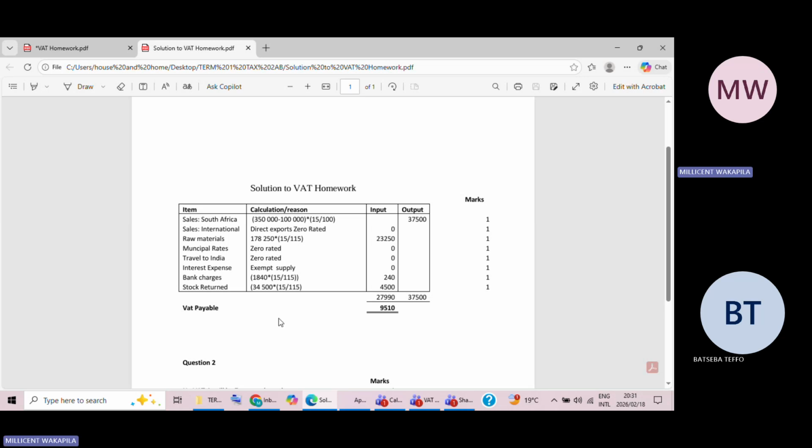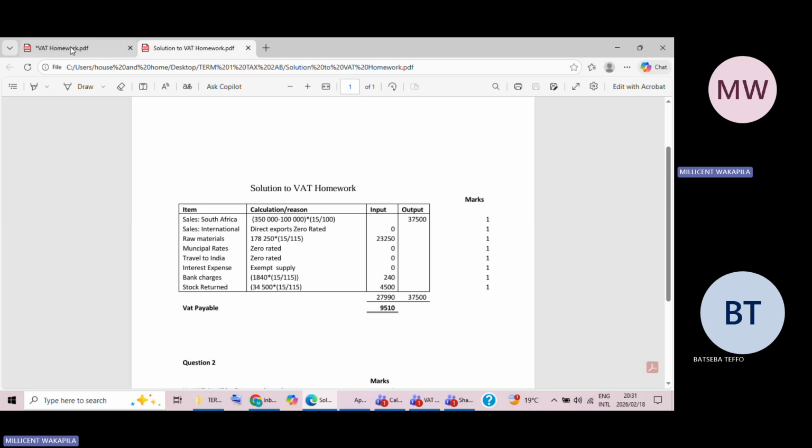Because everything that I'm saying right now, I'm taking it from the list, right? Even the direct exports, the zero rated, I took it from the list. The municipal rates, the zero rated, I took it from the list. Here you can also write, just for completeness sake, that the municipal rates is zero rated, reason being they're municipal rates, and then you write your zero. If you just write a zero without giving the reason on the column that you're supposed to put your calculation, you won't get your full marks, right?